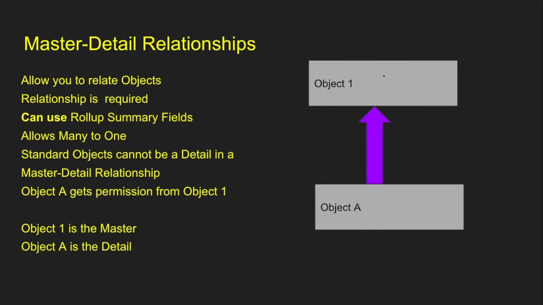Object 1 here is the master. Object A is the detail. So this is more or less a child in this relationship.